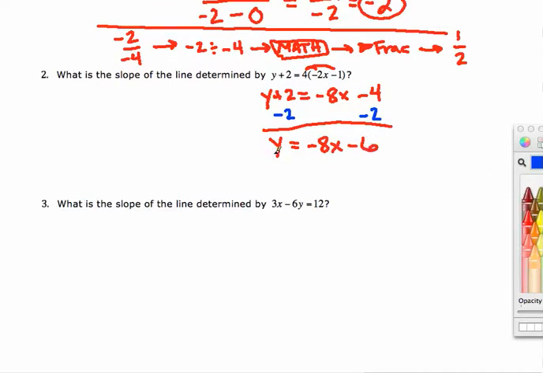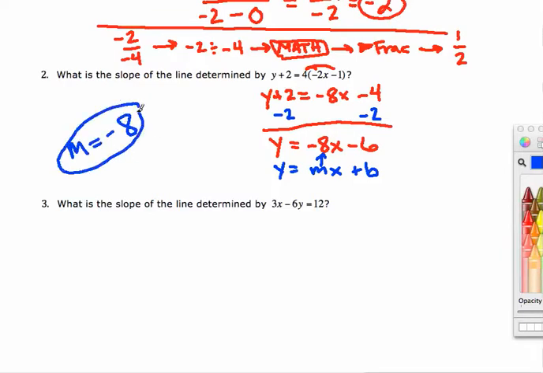If we look at this, we've got y equals mx plus b. In this case, our b is negative 6, so it's like plus negative 6. But we're not worried about that right now. We're worried about the slope. Your slope is whatever number is multiplied by x. So negative 8 is your slope. Your answer here would be m equals negative 8.